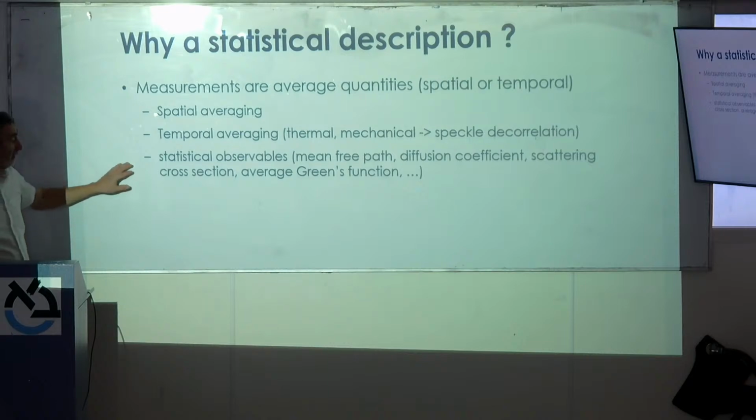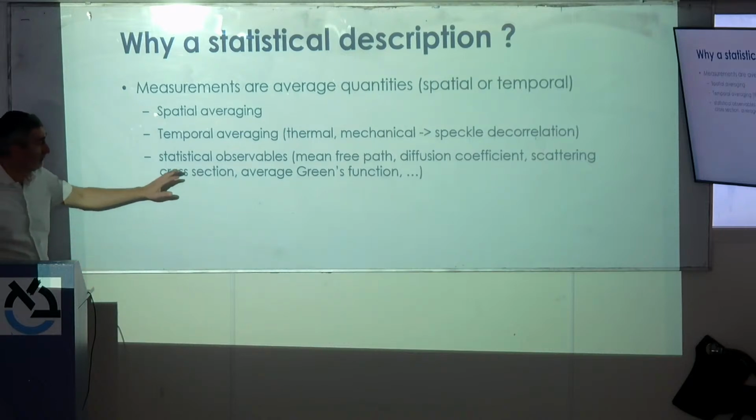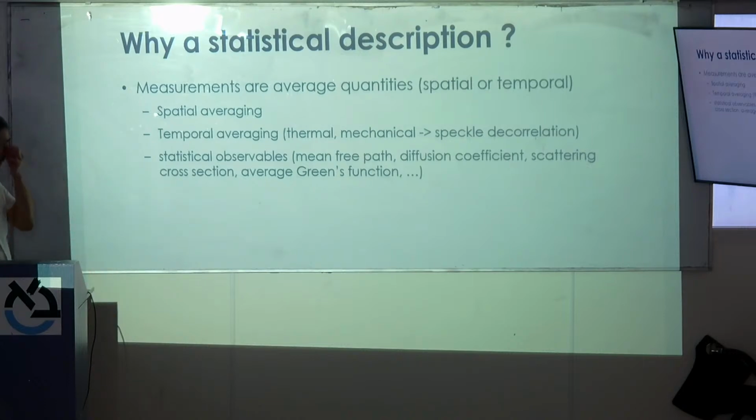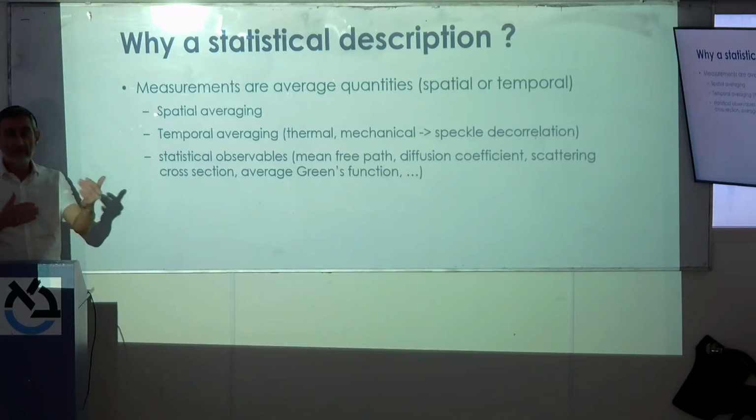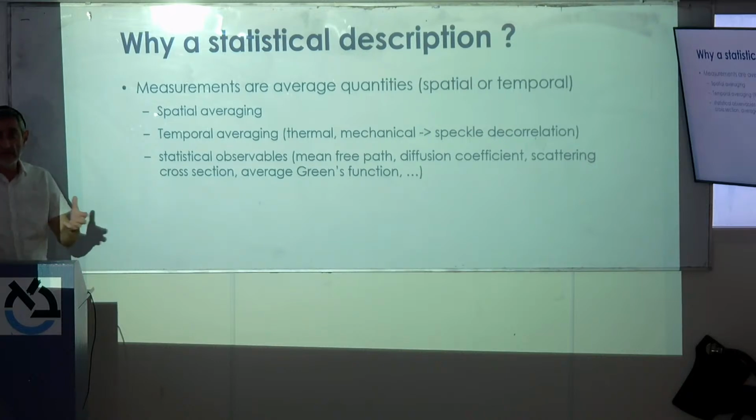All the observables that are available, and we will discuss that: mean free path, diffusion coefficient, scattering cross-section, all those quantities are by definition statistical observables. Remember, mean free path is the typical distance between scattering events. This is an average quantity, a statistical quantity. You cannot define it at the microscopic level. The diffusion coefficient also, we discussed that too. So what really matters is statistical properties.